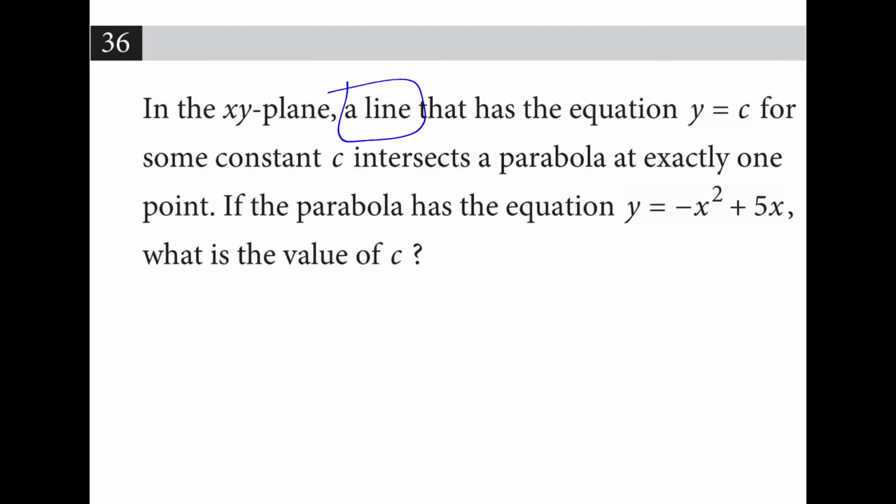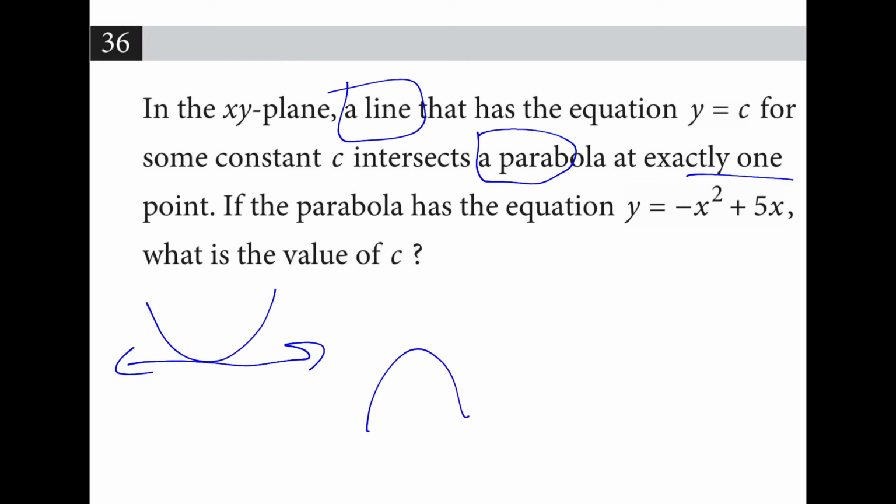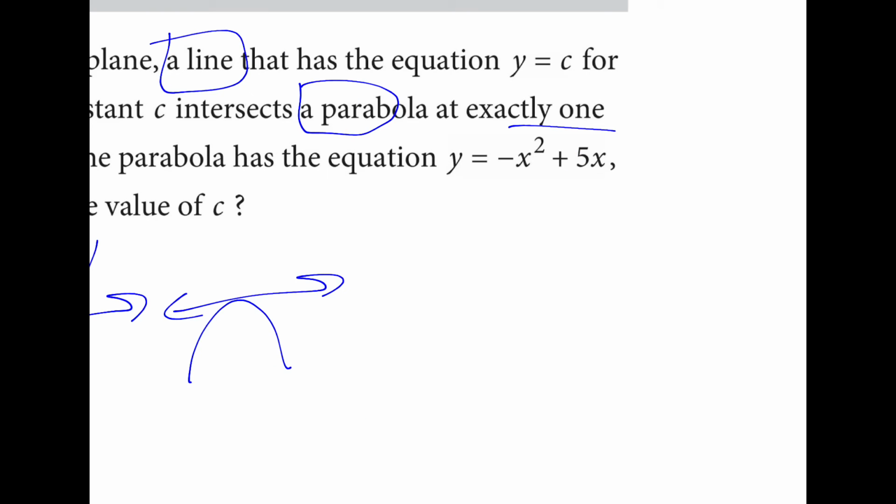If a line intersects a parabola at exactly one point, the only possible line is either the bottom or the top. Otherwise, they would intersect at 2 points. So I will set the two equal to each other. Negative x squared plus 5x is equal to c. And I'll subtract c from both sides to get 0.